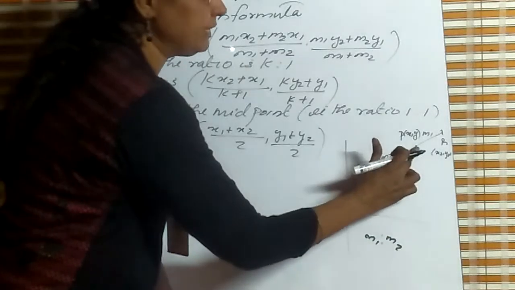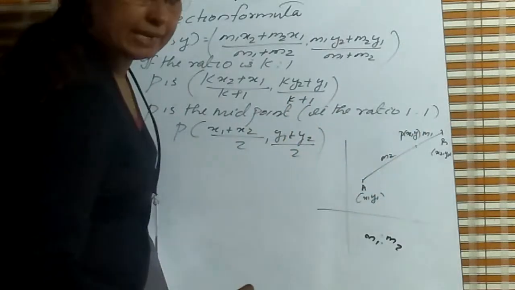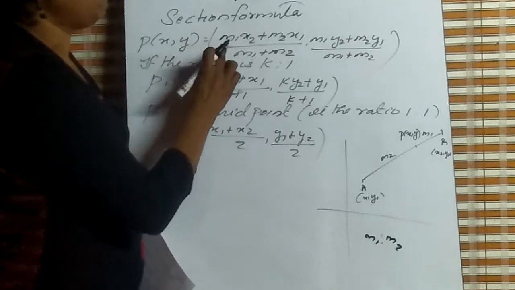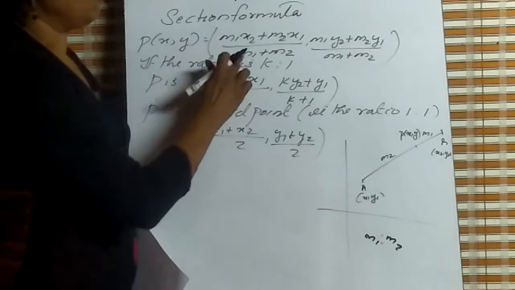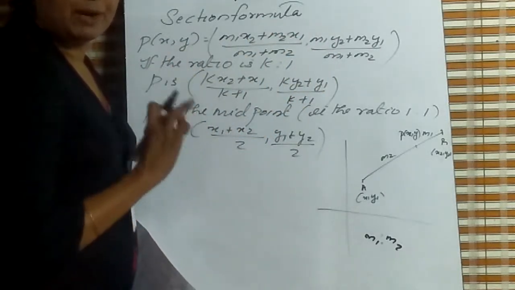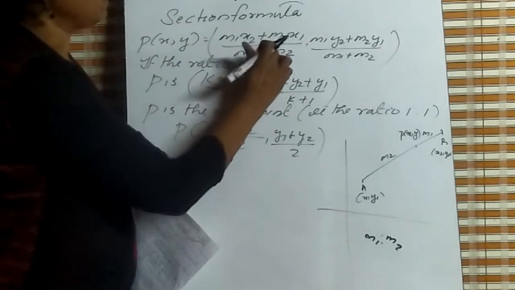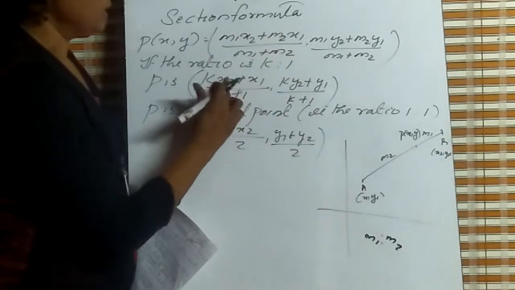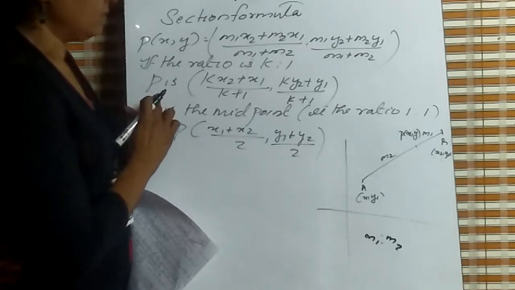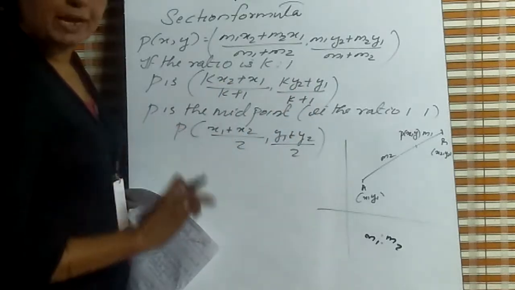So, we have to find the coordinates of P. P(x, y) divides the line in the ratio m1 is to m2 internally. To find the coordinates of P, we use the formula (m1 x2 plus m2 x1) by (m1 plus m2) and (m1 y2 plus m2 y1) by (m1 plus m2). And if the ratio is k is to 1, we can use the formula for finding P(x, y): (k x2 plus x1) by (k plus 1) and (k y2 plus y1) by (k plus 1).